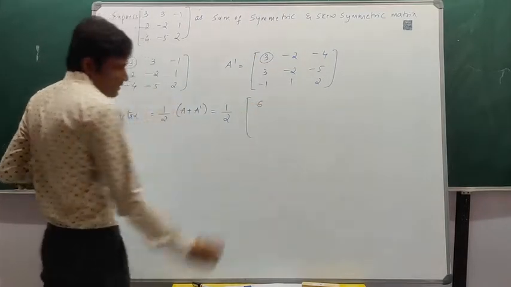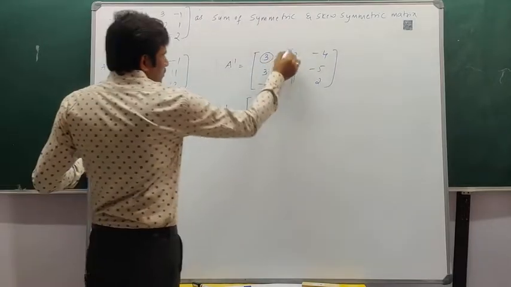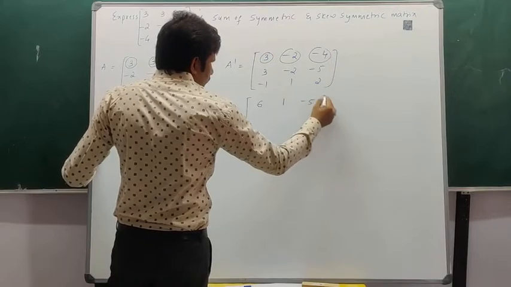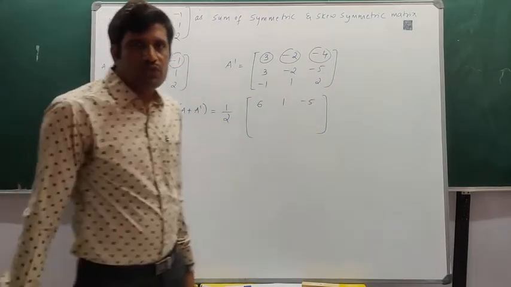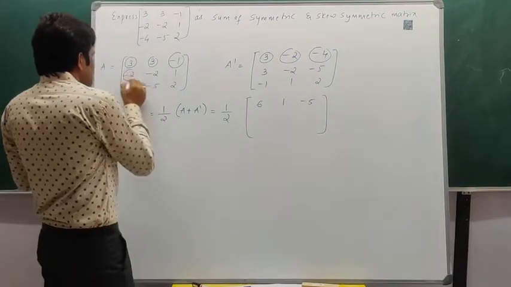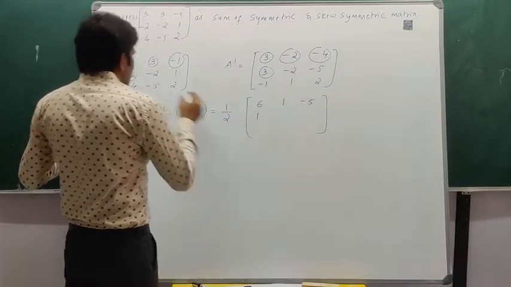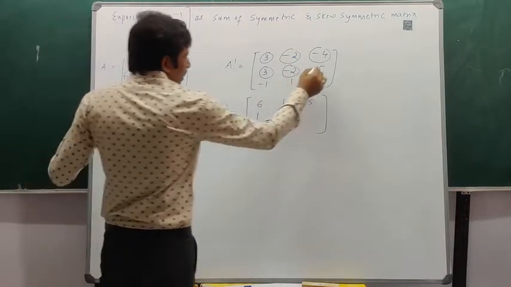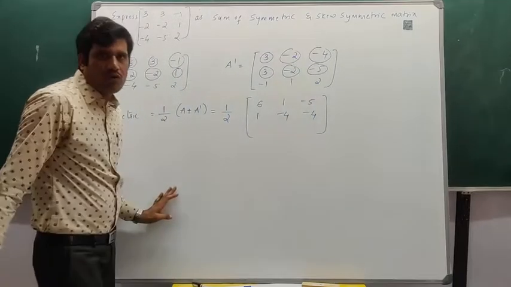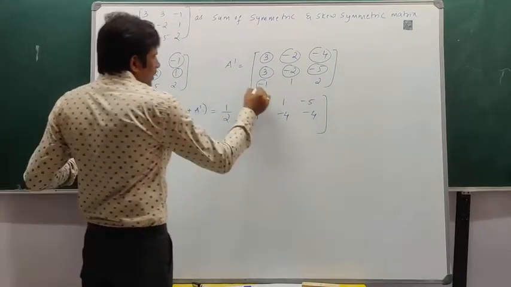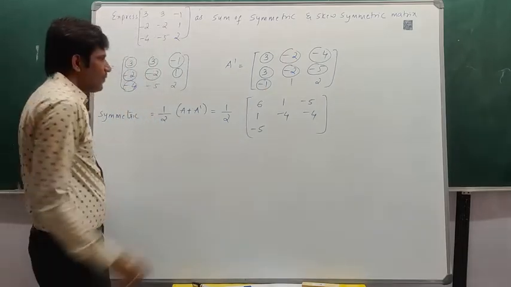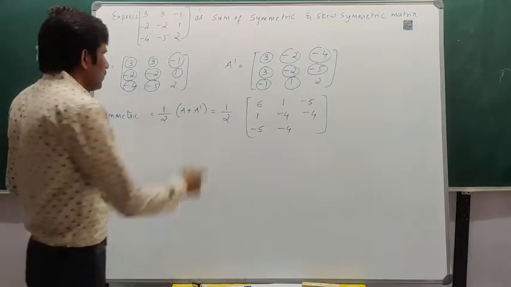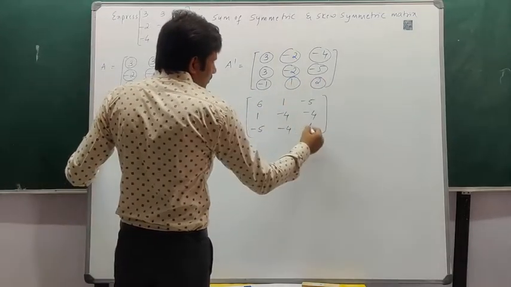3 plus 3 is 6, right? So 3 minus 2 is 1. Next, minus 1 minus 4, so that is minus 5. Minus 2 plus 3 is 1. So minus 2 is minus 4. 1 minus 5 is minus 4, right? So minus 4 minus 1 is minus 5. Minus 5 plus 1 is minus 4. Then 2 plus 2, so that is also 4.